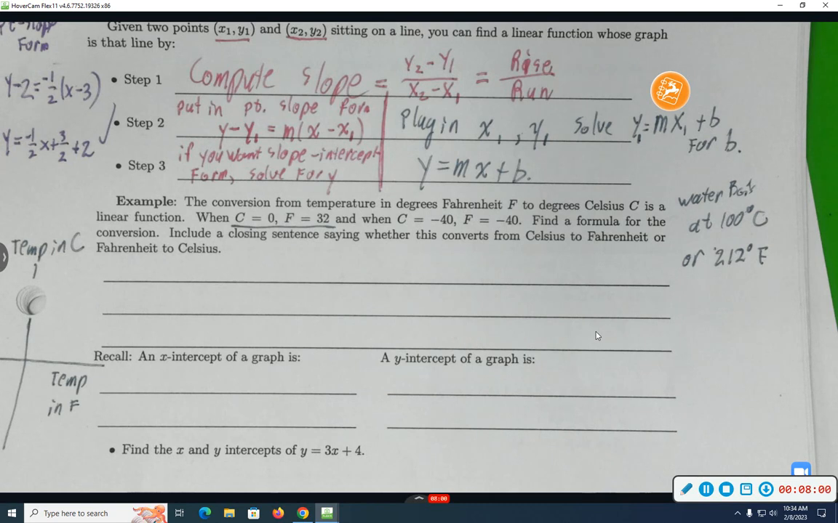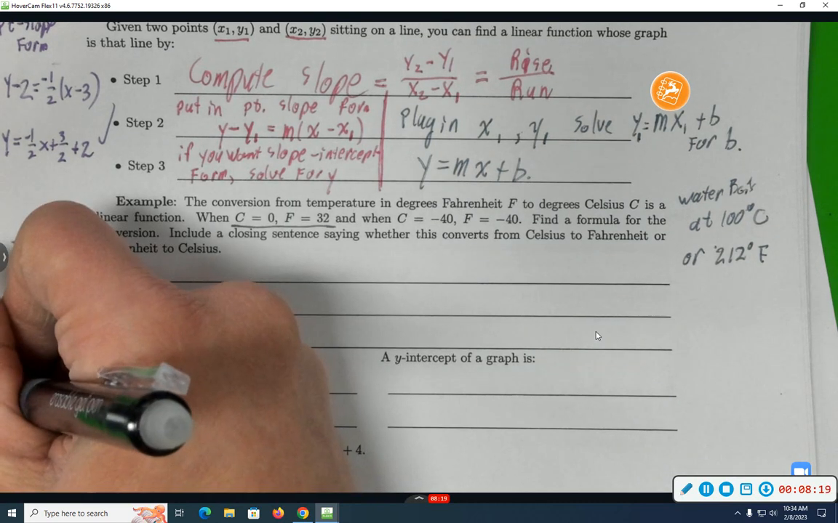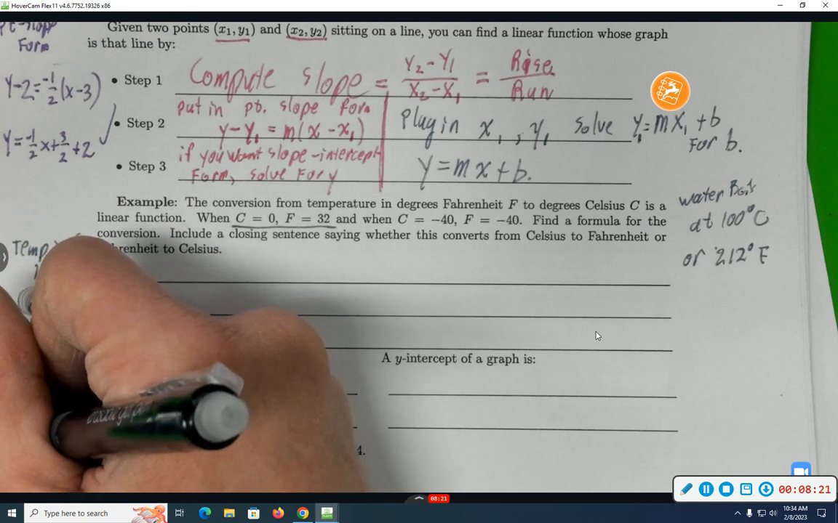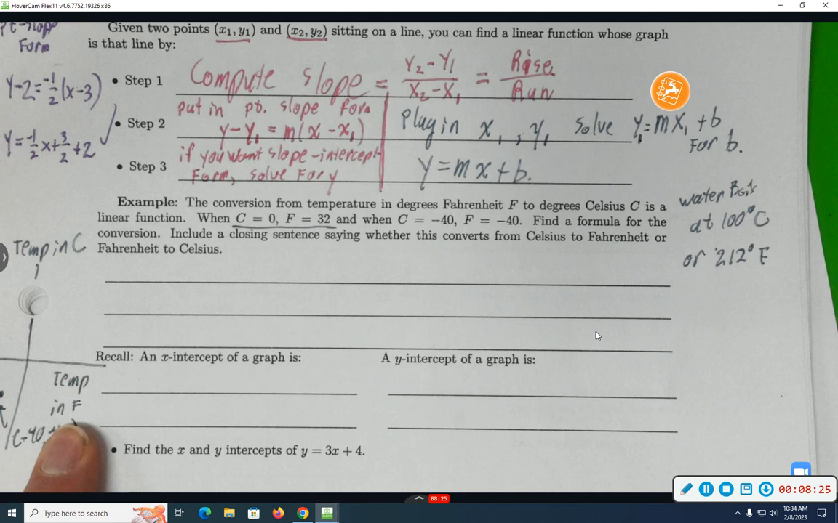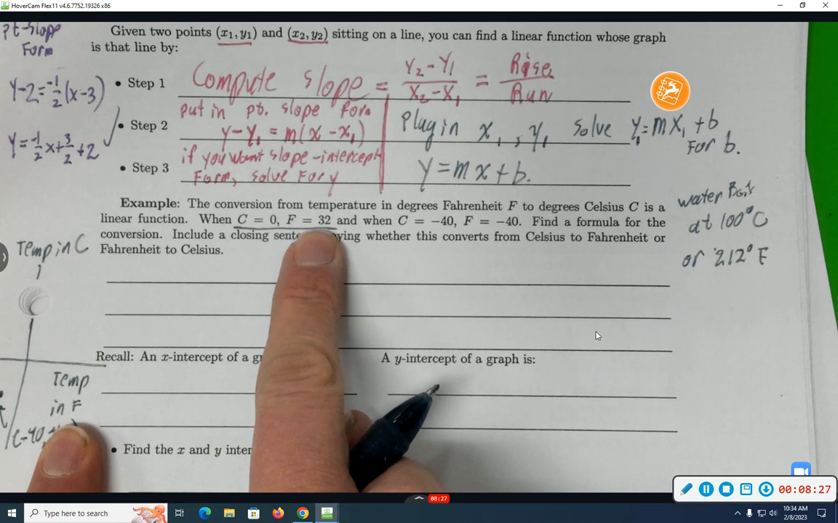So what is a point that should be on this line if I'm thinking of the x-axis as Fahrenheit and the y-axis as Celsius? 32, 0, and negative 40, negative 40. I'm definitely confident about negative 40, negative 40. I'm not saying the other one's wrong. I'll need to think for a second. Negative 40, negative 40. So it should be F, which is 32, comma 0.